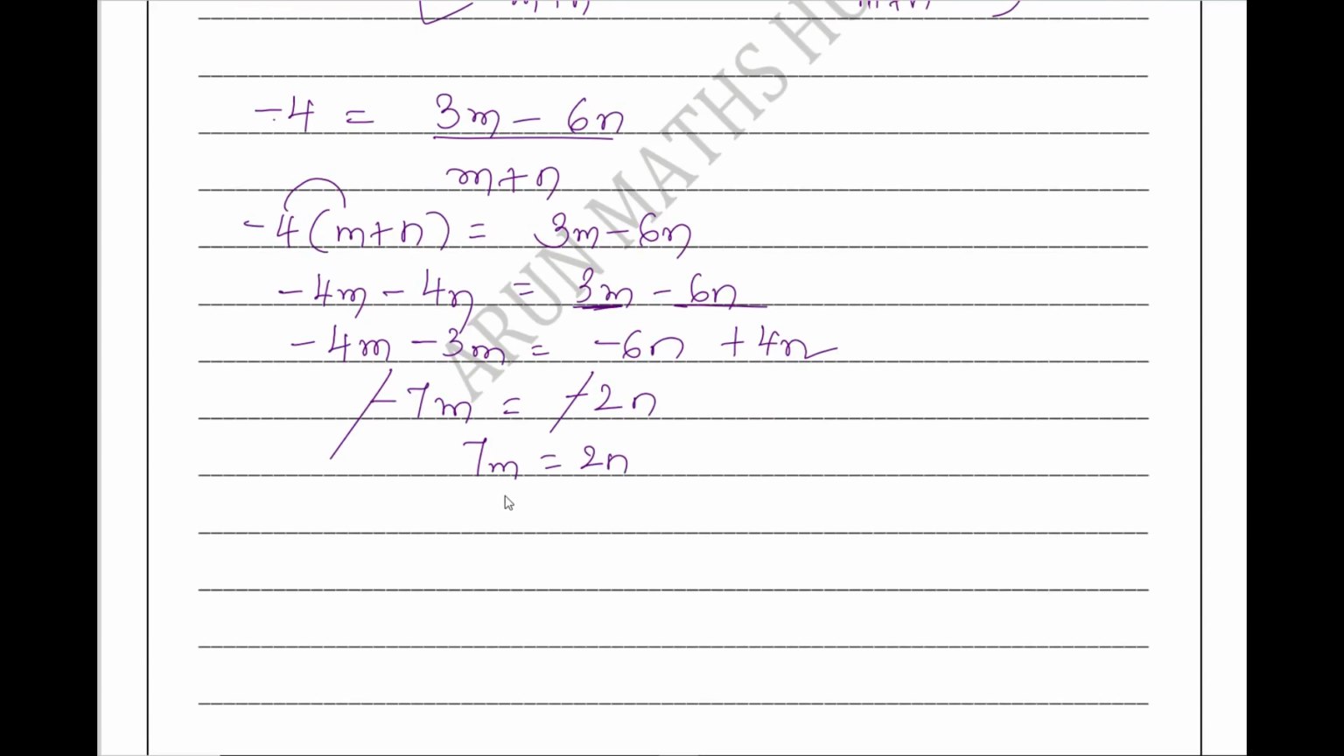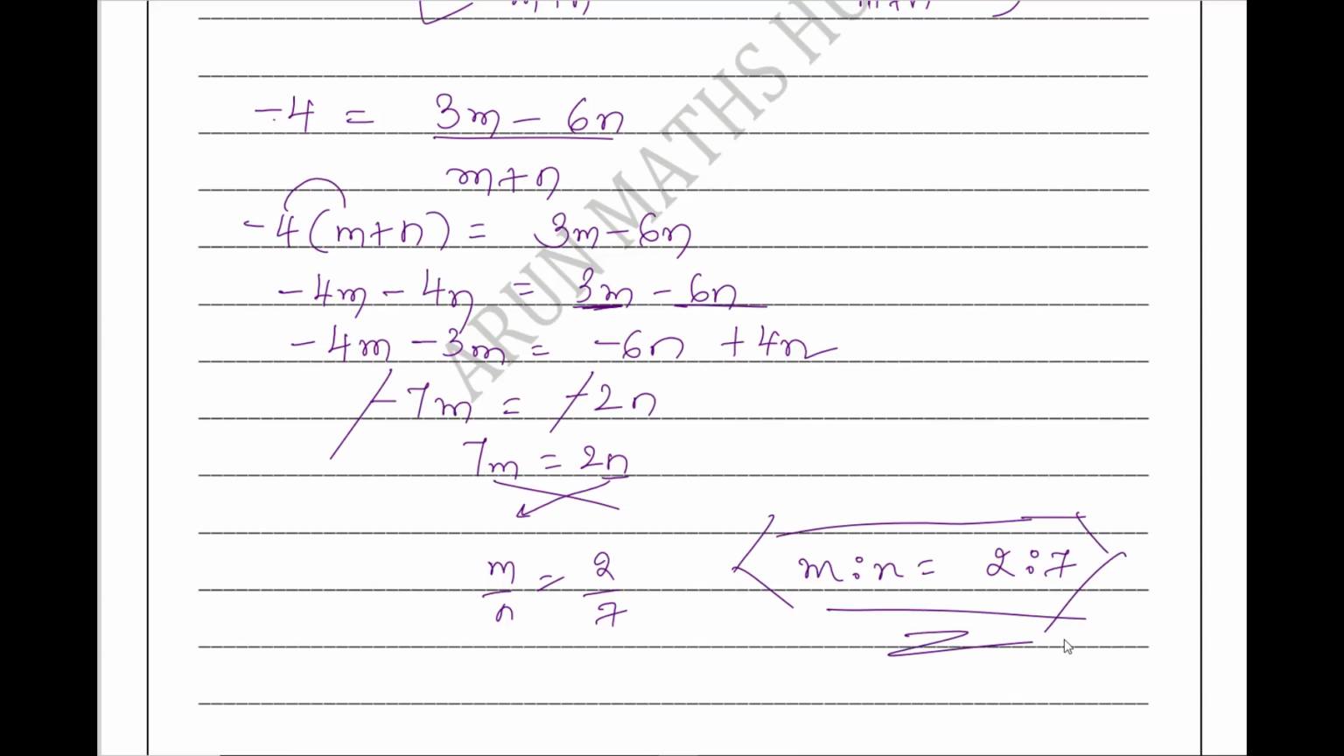What I get now is 7m equals 2n. Now divide, or send this n to the LHS, or cross multiply. What I get is m by n equals 2 by 7. Therefore the ratio m is to n equals 2 is to 7.